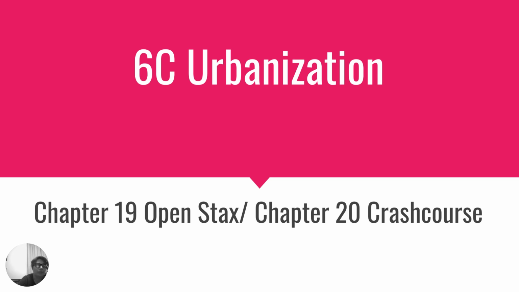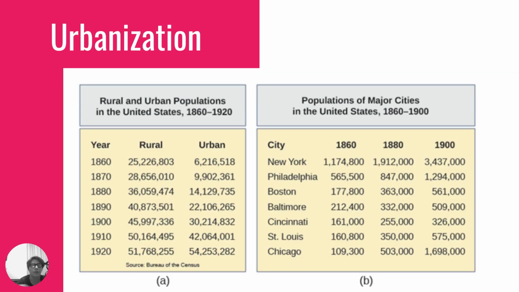All right, today we are going to go over Urbanization. It is Chapter 19 in OpenStax, Chapter 20 in the Cat Crash Course. Urbanization is one of the major trends that's happening during the Gilded Age. There is almost a flip from rural to urban. Before the Civil War, it was primarily rural residents. And then by the time we get to 1920, it is like 50-50.